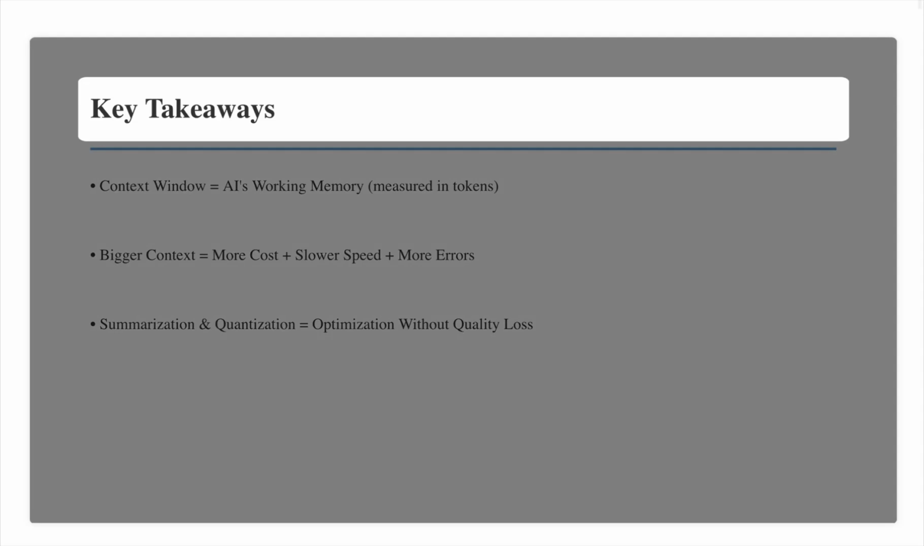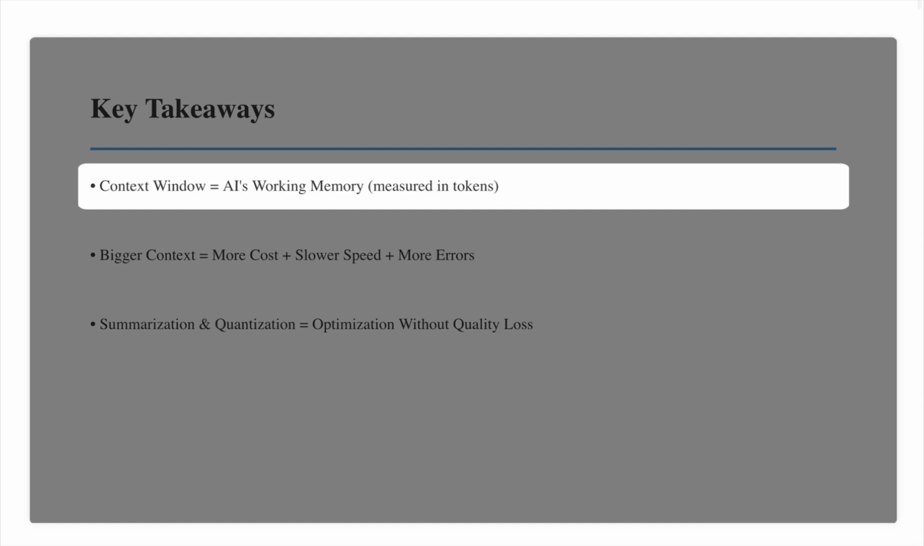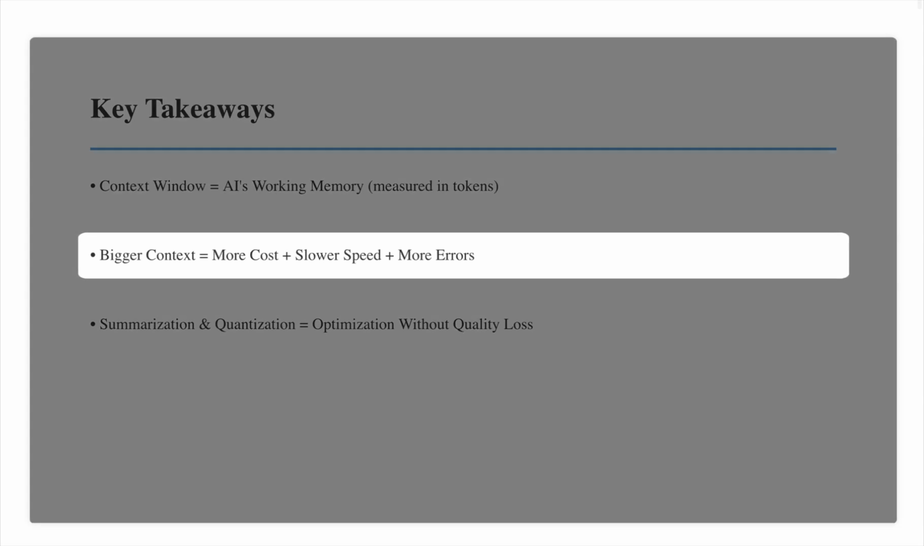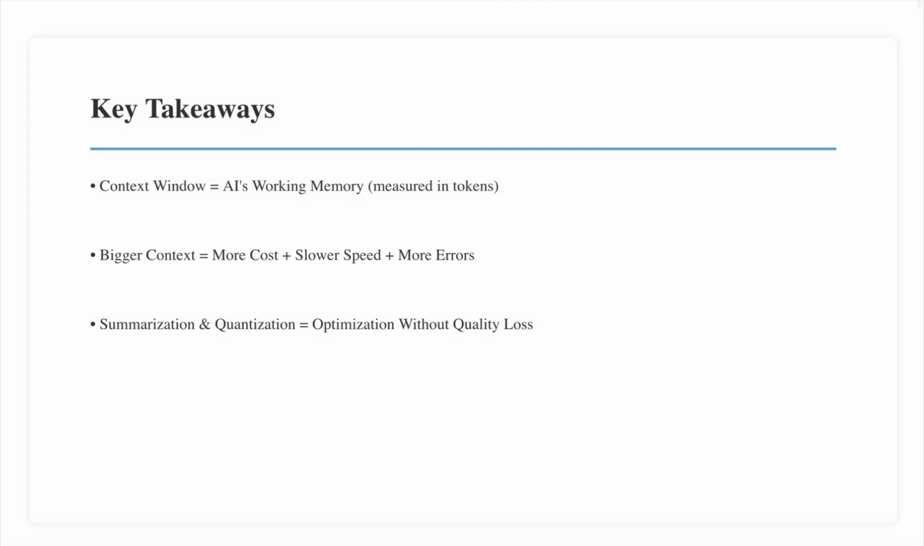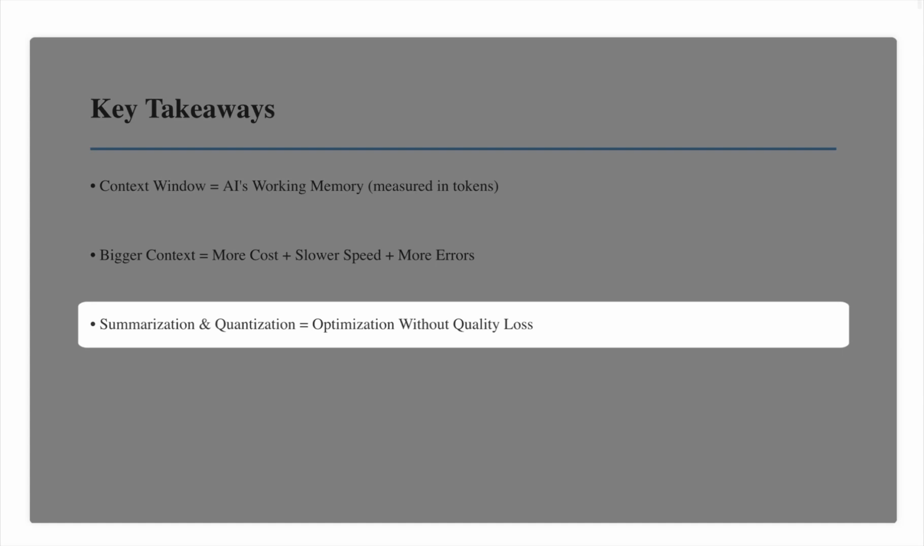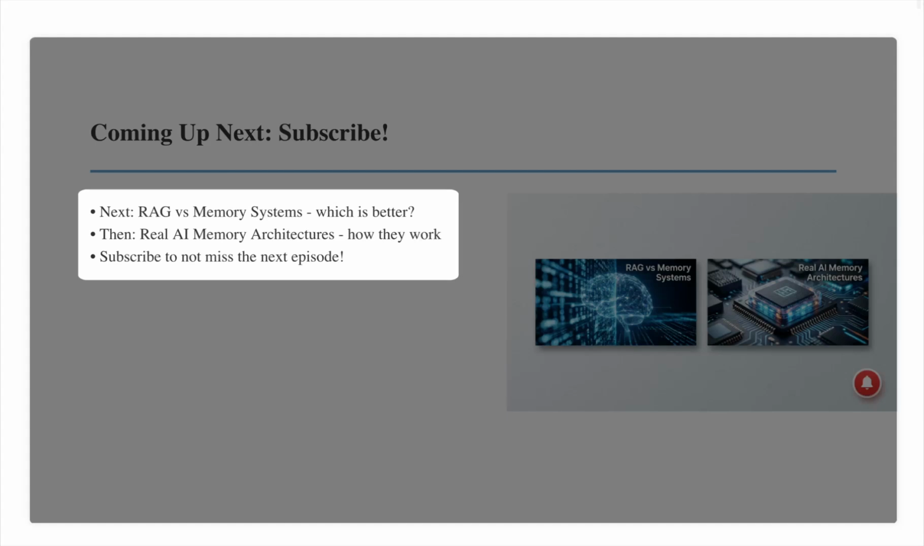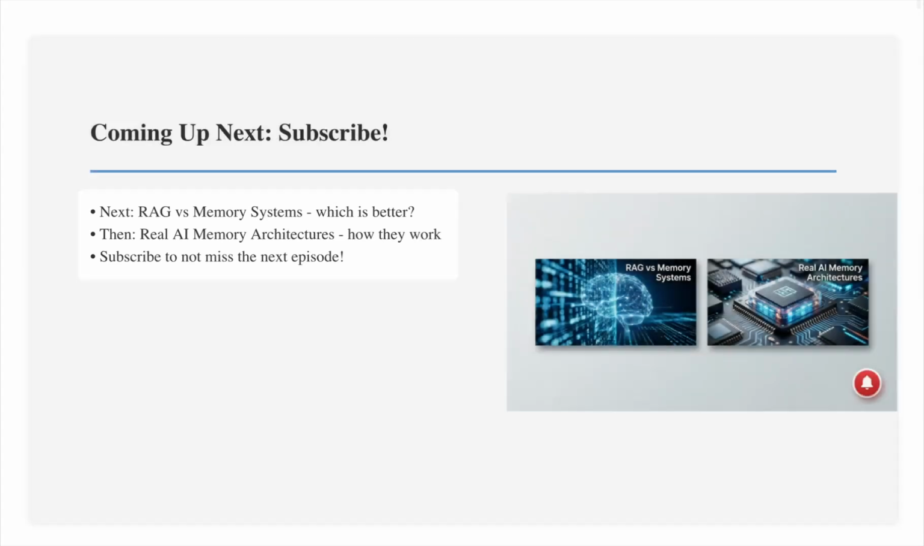Now let's recap the key takeaways from our lesson on AI memory and context windows. First, remember that the context window is like the AI's working memory, measured in tokens. Just like you can only hold so much information at once, AI has limits too. Second, a bigger context window means higher costs, slower responses, and more chances for the AI to make mistakes, which we call hallucinations. Finally, techniques like summarization and quantization help optimize performance without losing quality, making AI more efficient. These points tie together everything we've learned. Throughout this video, we explored AI memory fundamentals, from context windows and tokens to optimization strategies.